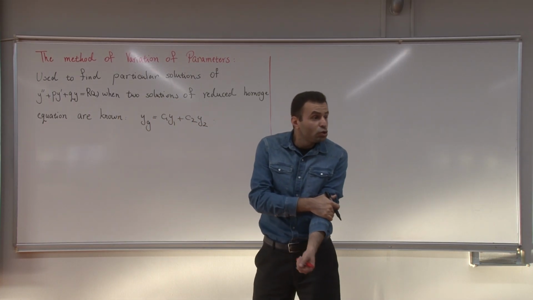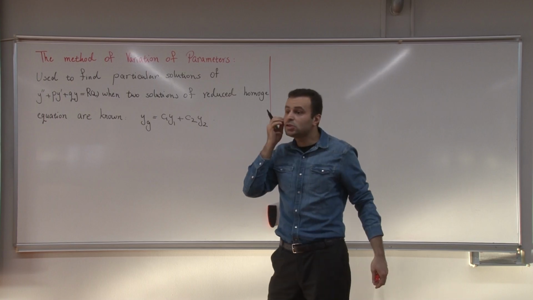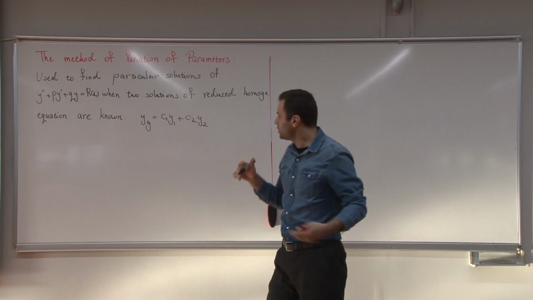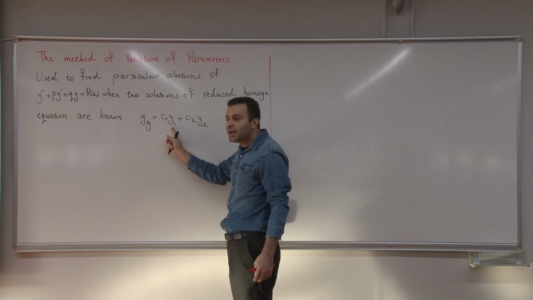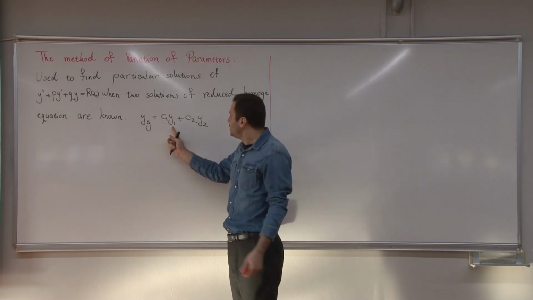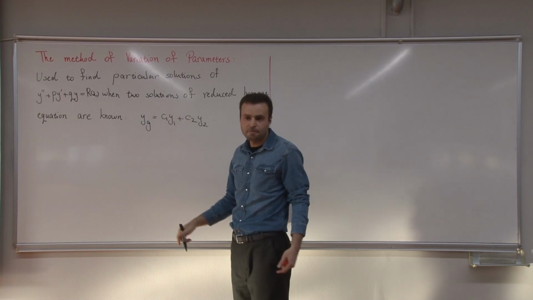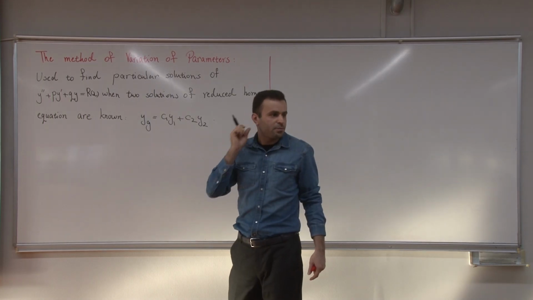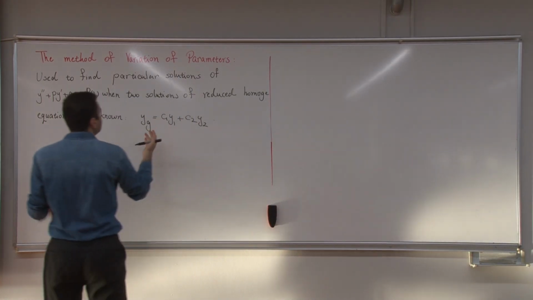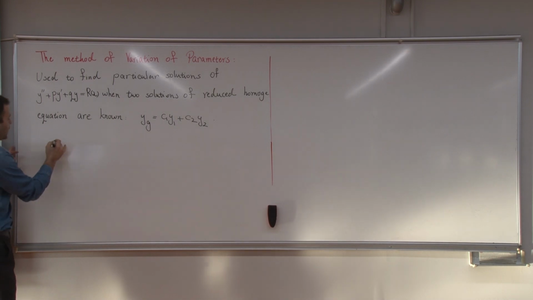In order to be able to use this method, we need to first find, and we need to first know these two solutions for the homogeneous case. The method of variation of parameters is saying this.